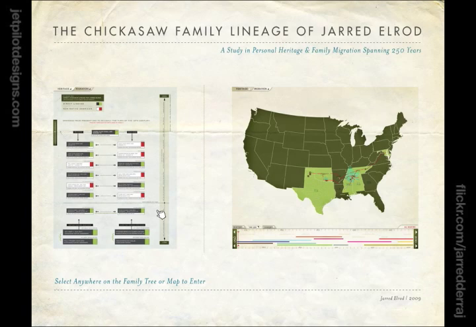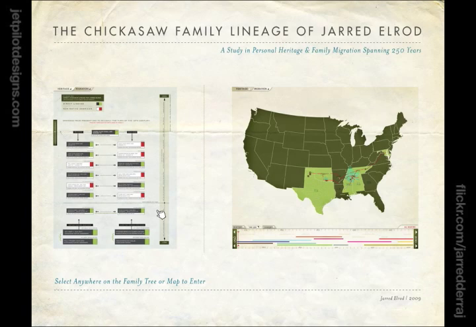If this was some sort of web application or DVD application, this would be the first screen that you would be confronted with. Basically what I've split this into is documentation of my family lineage in terms of heritage and migration. Heritage being the left side with the family tree and migration being the right side with the map. So basically what you would do with this is you would click on either here to enter the program.